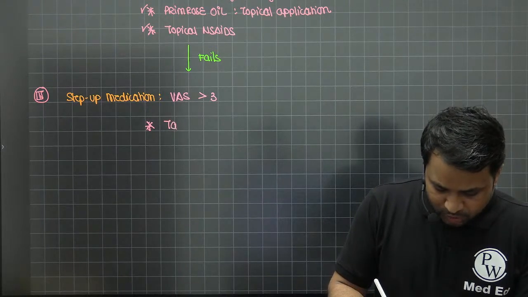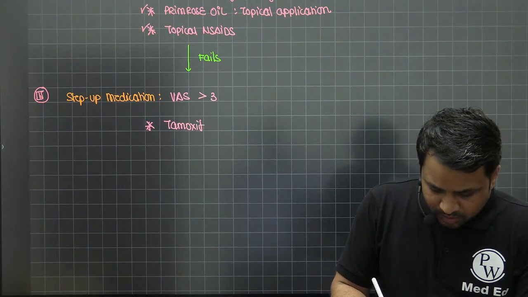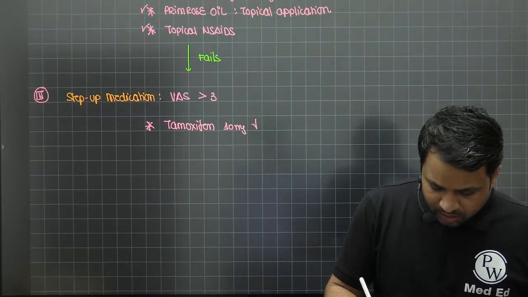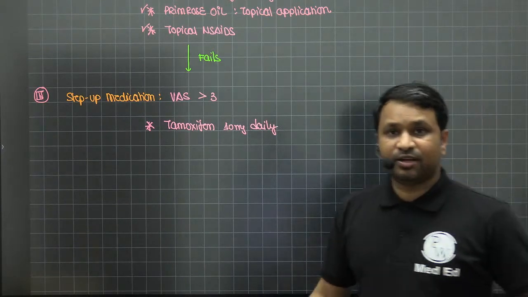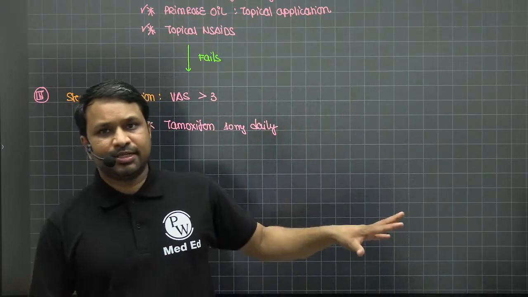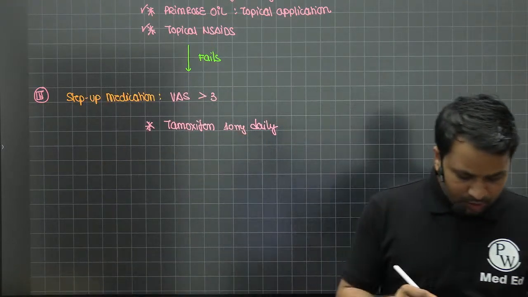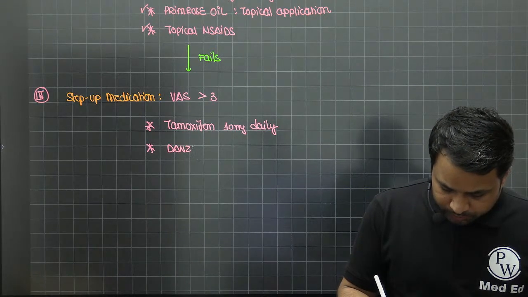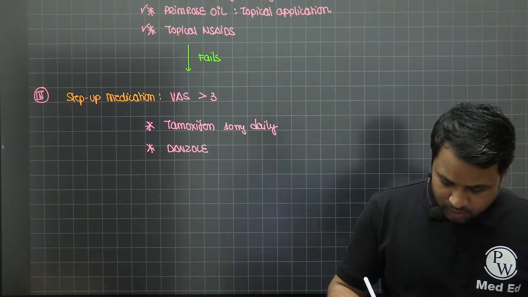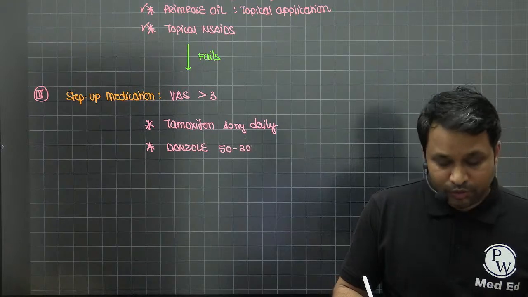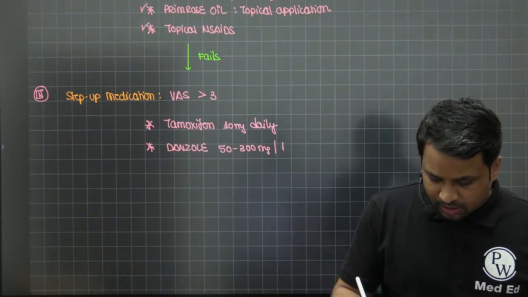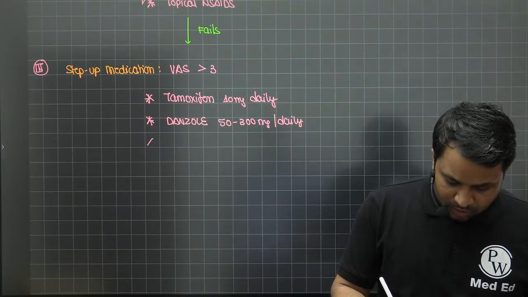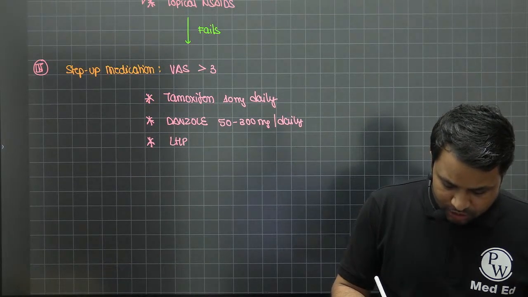So here you can give tamoxifen. Tamoxifen is given 10 milligrams daily. I hope everybody knows tamoxifen is a selective estrogen receptor modulator. So this is a drug that can be prescribed as 10 milligrams on a daily basis. You can also prescribe danazol, which is going to be 50 to 300 milligrams on a daily basis. If it does not work, you can also go with an LH-RH agonist.